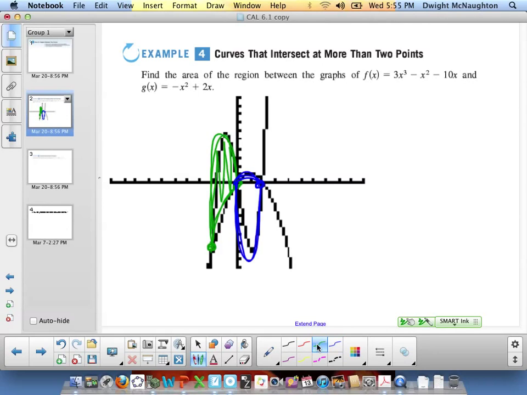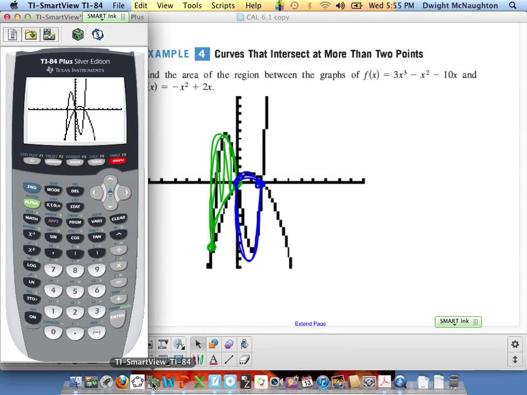Now, we should first probably find our intersections. You can do this by hand, or you can do it on the calculator. I'll show you quickly, review how to do it on the calculator. We're going to do second trace, find the intersection. Now, there's only two functions on here, so when it asks first curve, you can just hit enter. When it asks second curve, you can just hit enter.